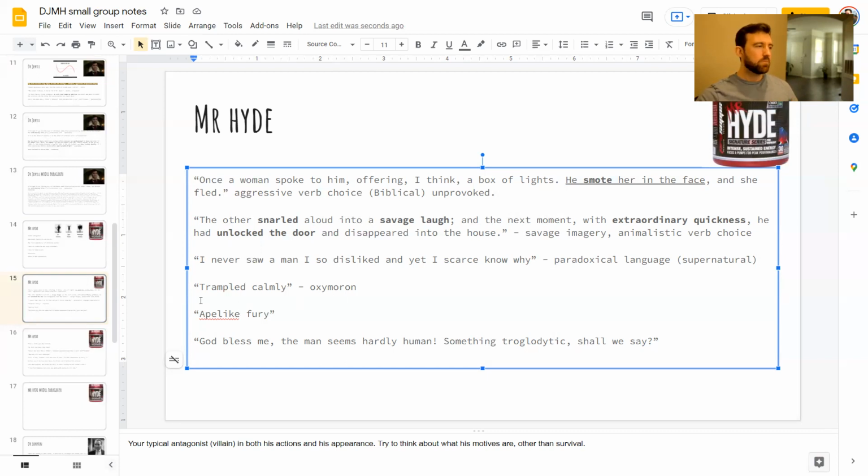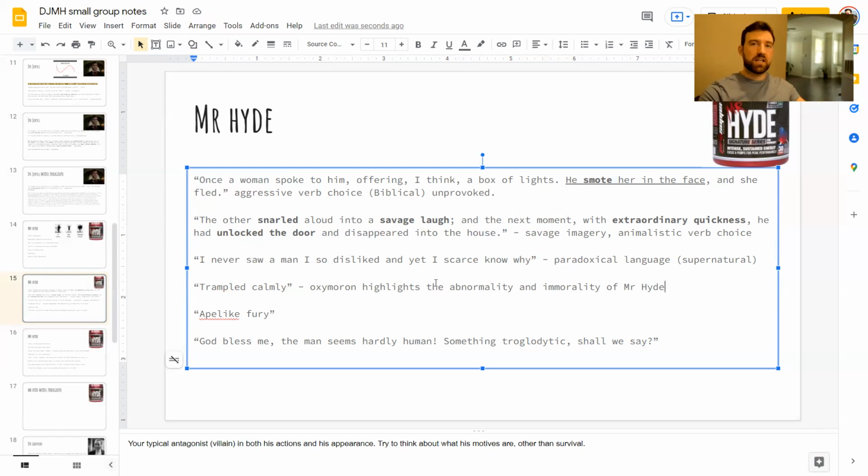The fact that he tramples calmly on the little girl, it's an oxymoron, but this also highlights the abnormality and immorality of Mr. Hyde. Because if you trampled on someone by accident, you would feel terrible about it. You wouldn't be calm about it. You would be mortified if you are not a psychopath, right? If you're not a bad person, you would be feeling terrible about this. And the fact that it's a little girl as well, the fact that she's so vulnerable makes it even worse.